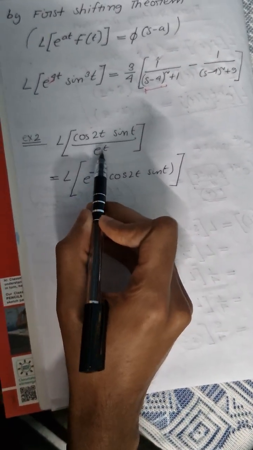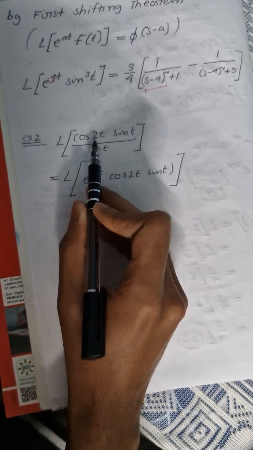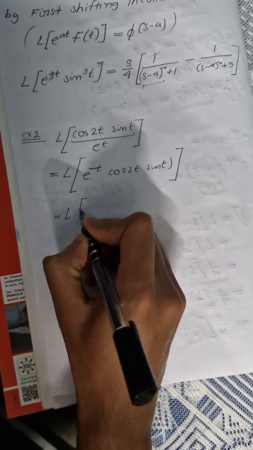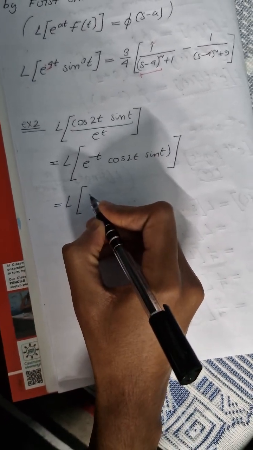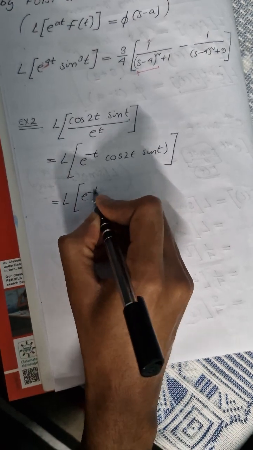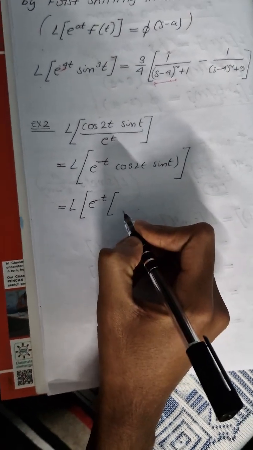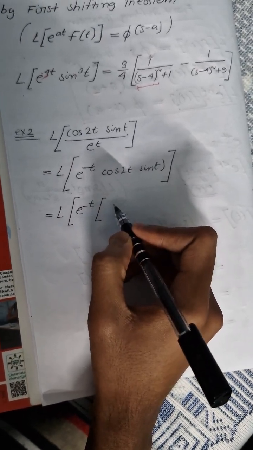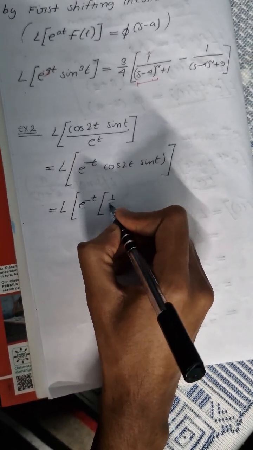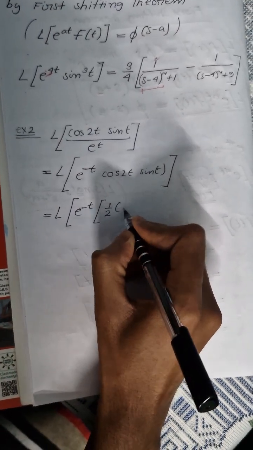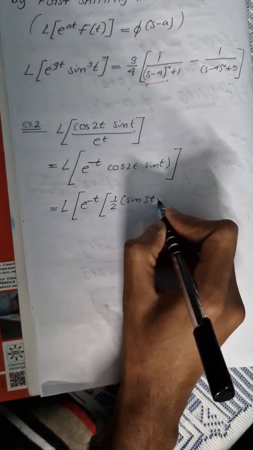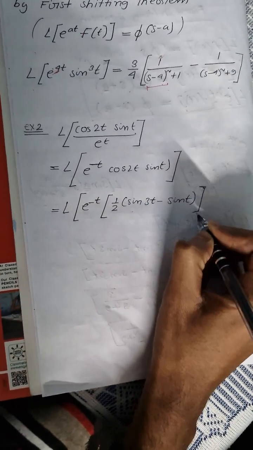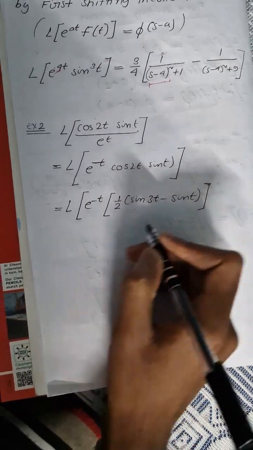We only shifted e to the power t from the denominator to the numerator. Now we can see Laplace of e to the power minus t. Now we apply the formula for cos 2t sin t that we already know, that is half of sin 3t minus sin t. So we did nothing but apply the formula.